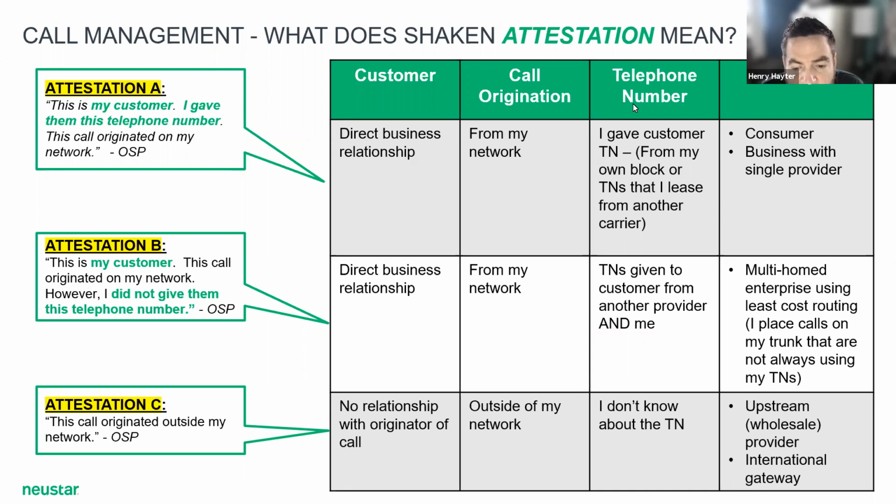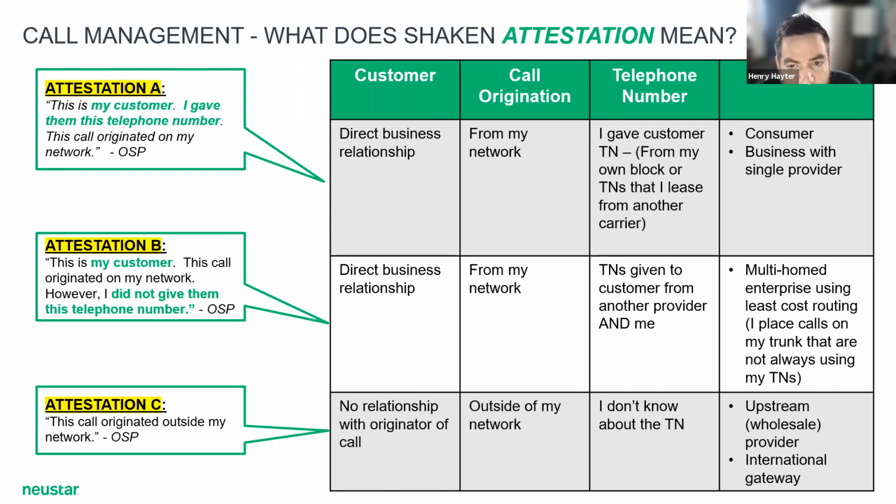Attestation C is really reserved for transit traffic, where the person who's signing the call doesn't really know where the call came from. They're acting as a transit provider. They're putting a stamp on it because they have a regulatory obligation to sign the call, but they're not making any attestation about the identity of the caller. So it's rare to see an attestation level C.